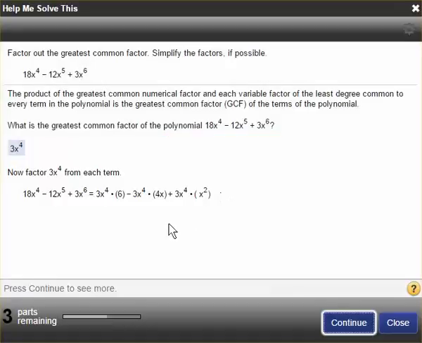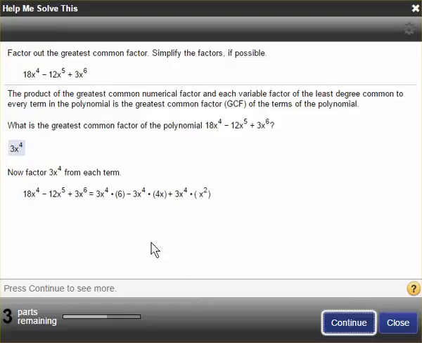Now it asks me to factor that out here, and let's focus on the right side of the equality sign. So I've taken out 3x to the fourth from this first term, and what's going to be left is just going to be 6. And then I've got a minus 3x to the fourth because there's a negative there, and what's left is going to be a 4x. And then it's going to be a 3x to the fourth, and what's left here is going to be an x squared.